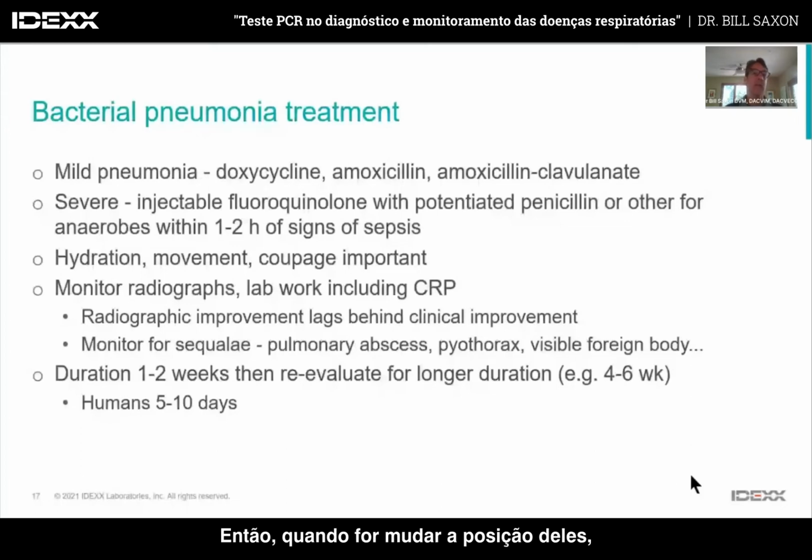And so when you change their position, you have to keep a very close eye on them for the first, say, 20 to 30 minutes, because they might desaturate and become severely hypoxemic. So if this dog does great here, leave that dog there. Do the coupage, keep them hydrated, right? If they can be moved, rotated, that's great for helping those secretions.